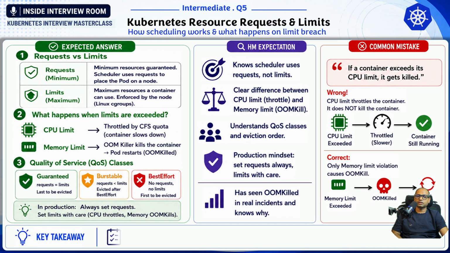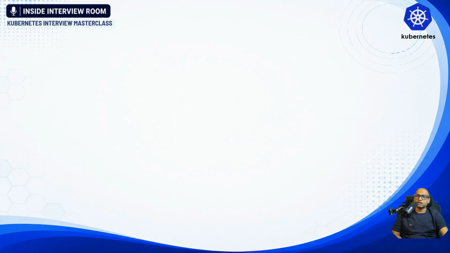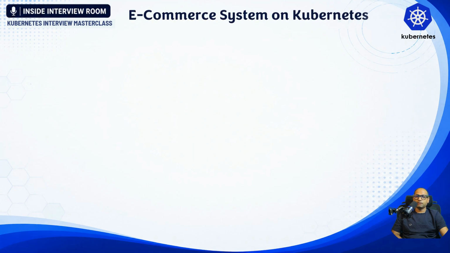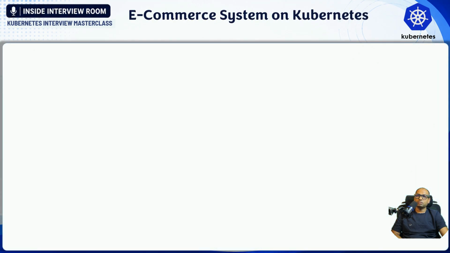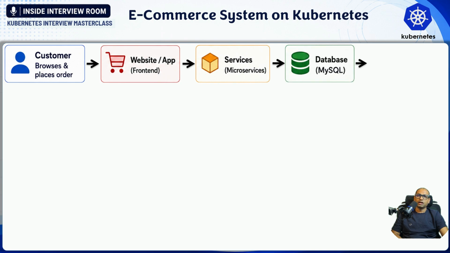Key takeaways: request is equal to the scheduling guarantee, CPU limits throttle, not kill, and memory limit violation means OOM kill and pod restart. Let's understand this with a real-life scenario: an e-commerce system. A customer browses and places an order through the website or app, front-end services, microservices, then the database, and then payment and shipping external providers.